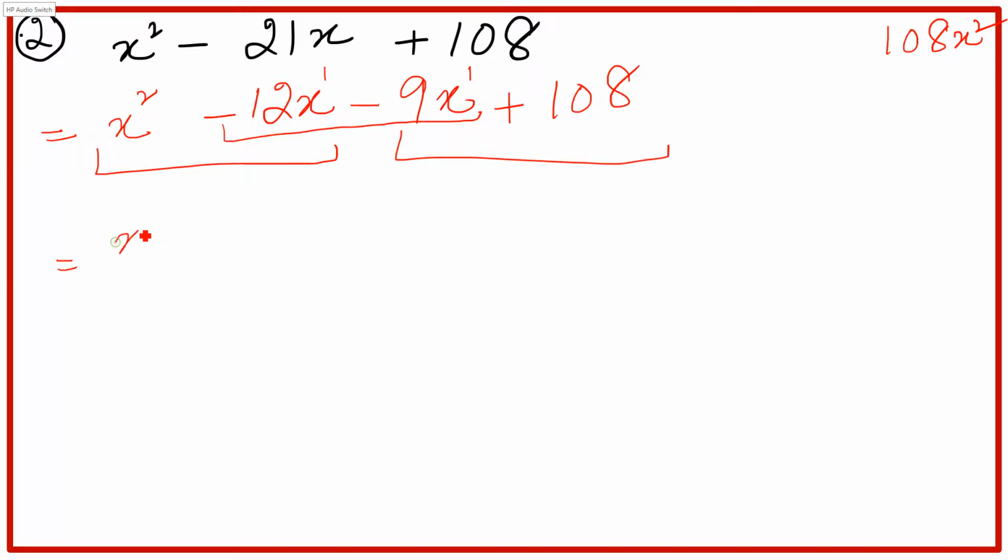So what is common? X is common between these two. X is remaining here, then negative 12. And here is then negative. This is the important thing. Whenever we take negative as a common, and we will take negative 9 because 9 is also here, always keep in mind all the signs inside the parenthesis will change.